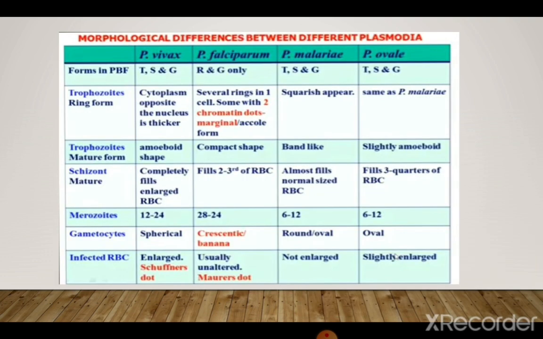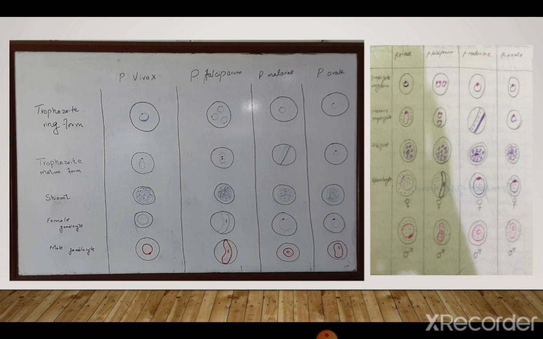Now, the morphological differences between different plasmodia, but first we go on to the next picture. You are supposed to draw this picture in your practical notebook using H&E stain. First one is the trophozoite ring form of Plasmodium vivax.